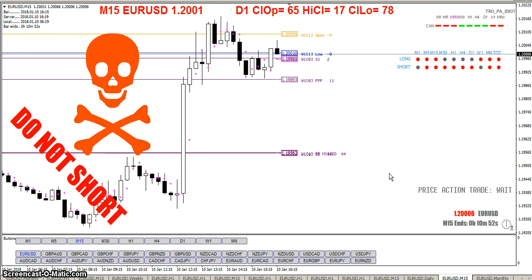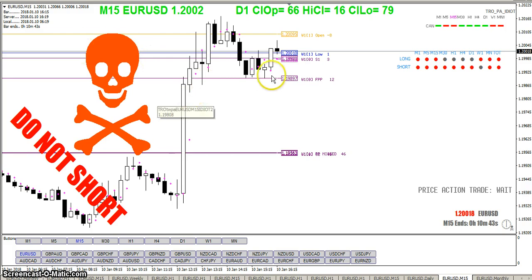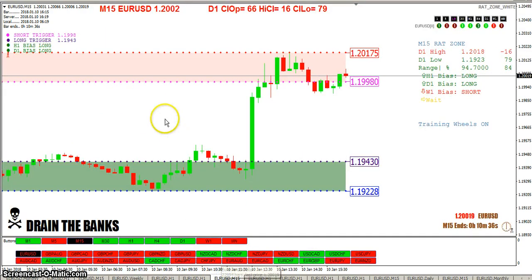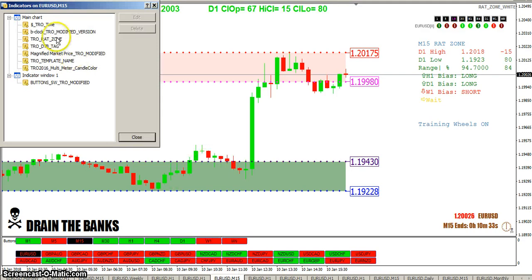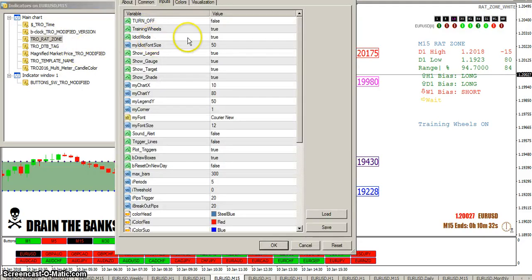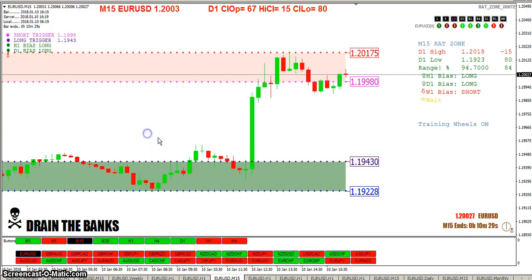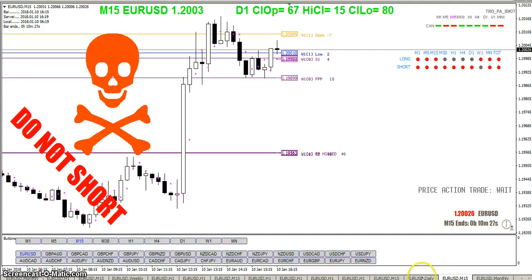Talking about the price action training wheels indicator here. But it's not about the indicator, it's about the price action. And I think I was showing you idiot mode here. And I have to remember here from the rat zone, yeah, we still have that turned on, but the skull hasn't popped up like it is here. So it's telling you not to short.